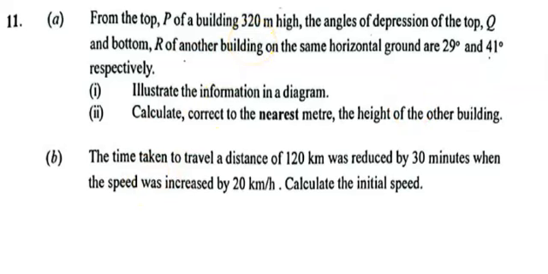Okay, so let's begin. The second part is: the time taken to travel a distance of 120 kilometers was reduced by 30 minutes when the speed was increased by 20 kilometers per hour. We have to calculate the initial speed. So let's see the solution.